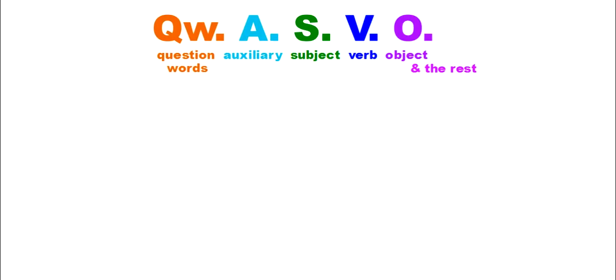What is Quazvo? This is the acronym that we use for helping students remember the order of a question in English. And we tell them it's the order of all questions in English, but we're about to see some exceptions. So that's question words: what, who, what time, how often, etc. Then the first auxiliary from the verb phrase, the subject, then the rest of the verb phrase, and if there is an object or a complement, a prepositional phrase, whatever, the rest of the sentence normally comes at the end.